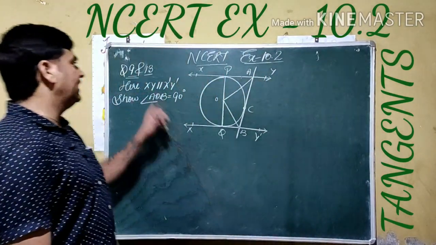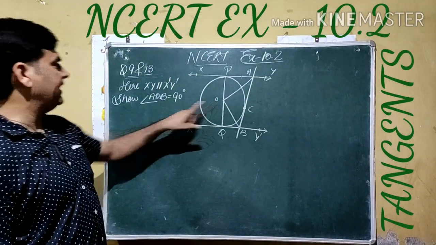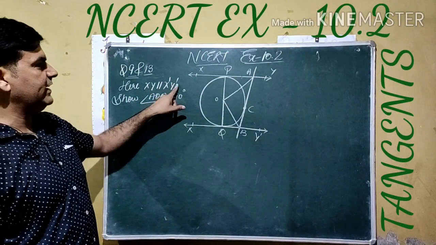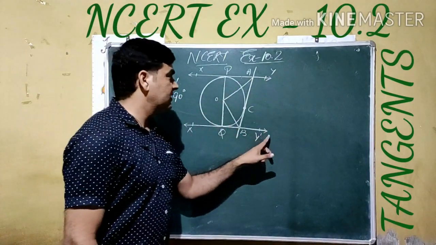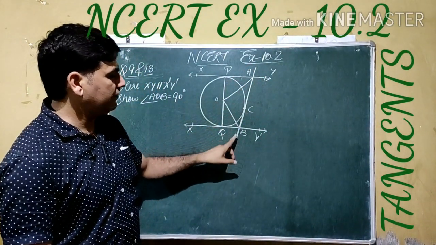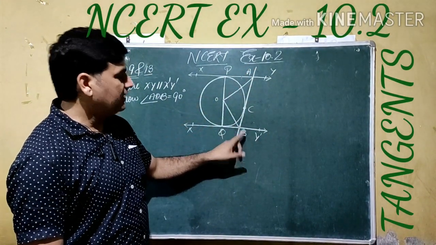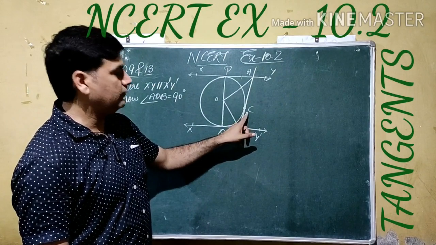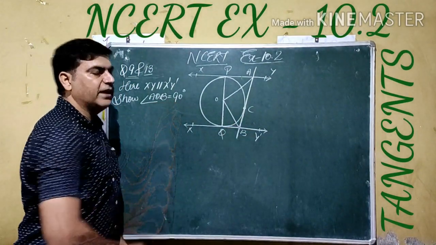Here question number 9 is mentioned. There is a circle with center O. Two parallel tangents XY and X dash Y dash are drawn. There is a transversal which meets the parallel tangents at point A and at point B. C is the point of contact. For the third tangent, we have to prove angle AOB is 90 degrees.